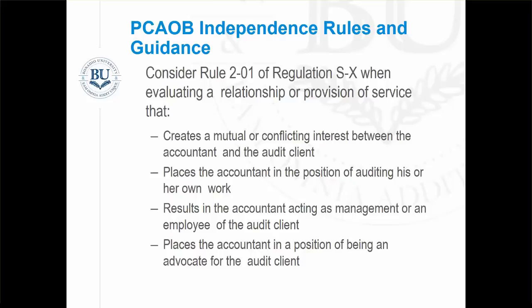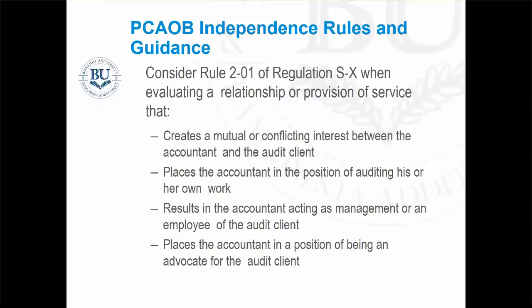If there's something that creates a mutual or conflicting interest between us and our client that is an audit client, from the SEC rule, the rules are going to say you can't do it. So for instance, if there's a business venture where we benefit and our client benefits, that's a mutual interest or conflicting interest. We cannot do it under the SEC independence rules. Saying that there's something that would be putting us in a position to audit our own work.